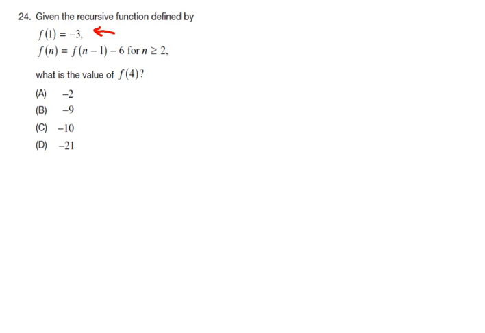You're usually given a starting value, so you know that f of 1 is equal to negative 3. But after, for n greater than or equal to 2, f of n is defined by f of n minus 1. So f of 2 would be defined as f of 1 minus 6. So let's write this out. F of 1 equals negative 3.